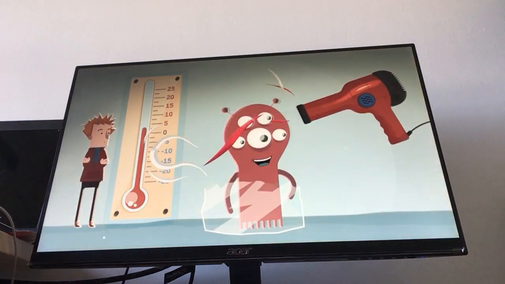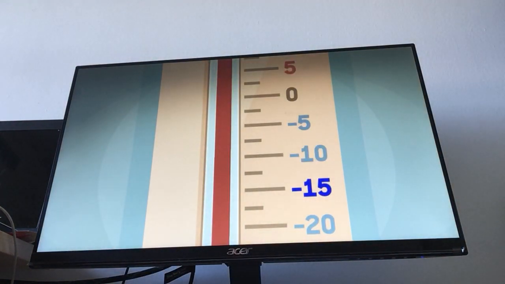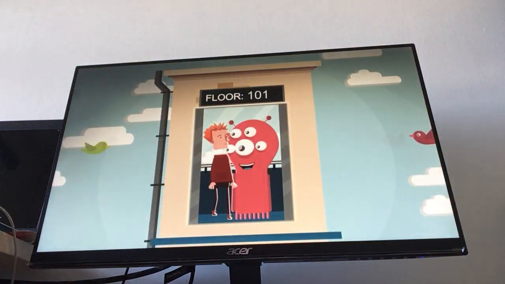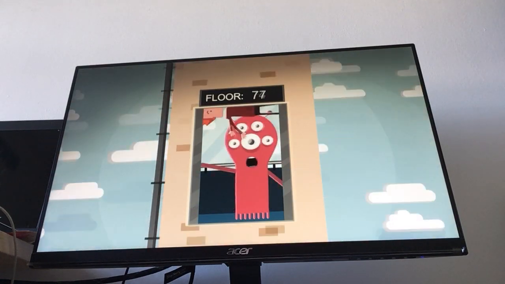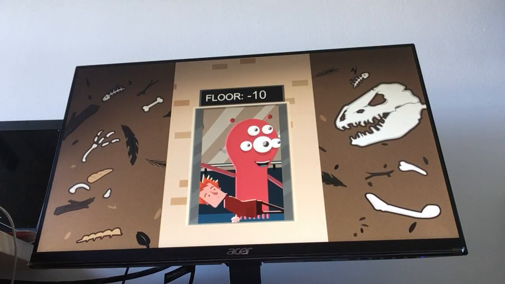Using a thermometer to order negative numbers is an easy way to see that minus 15 is a lower number than minus 5 because it's further down the line. And because they are both below zero, they are negative numbers. Negative numbers also apply in buildings when you go below ground level. Minus 10, that's 10 floors below ground level.